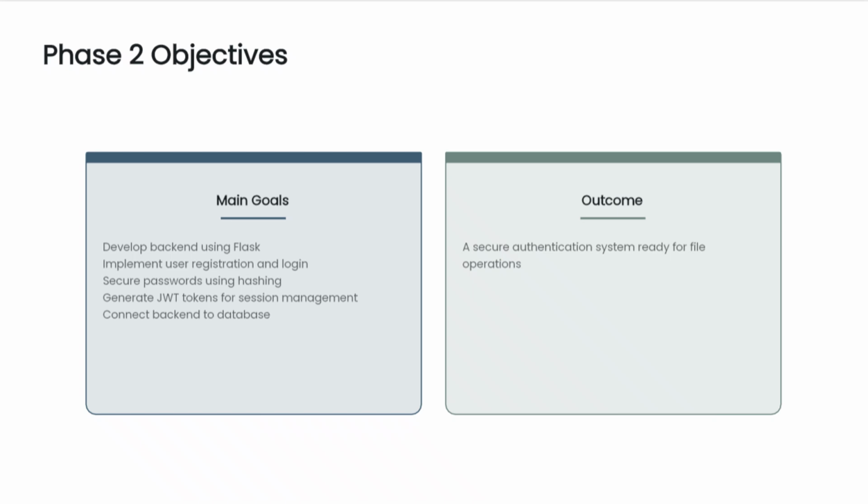Our main goals for this phase were: first, to develop a backend using Flask in Python; second, to implement a complete user registration and login system; third, to secure passwords using hashing techniques so they are never stored in plain text; fourth, to generate JWT tokens for session management; and finally, to connect the entire backend to the database. The expected outcome of all this is a fully functional, secure authentication system ready to support file operations in the next phase.